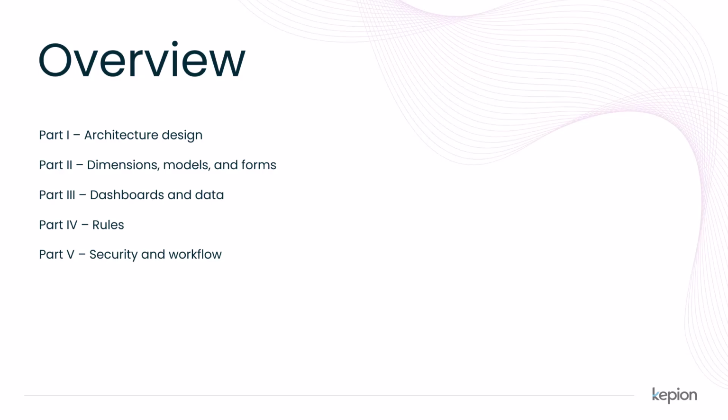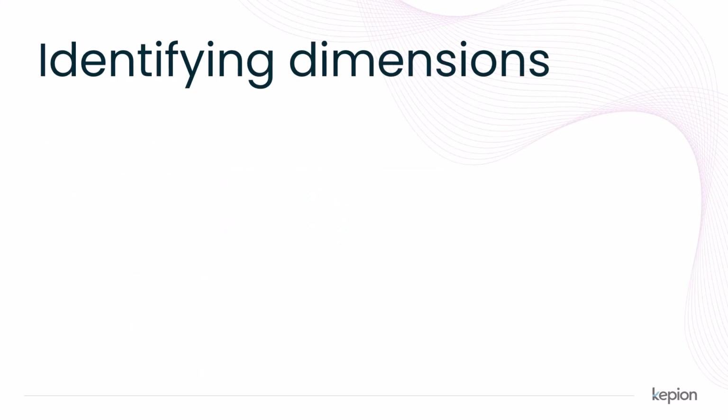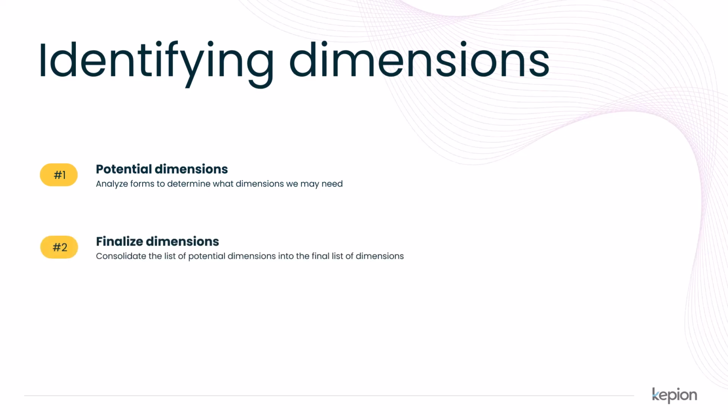In this session we'll learn how to identify the dimensions and hierarchies that drive the forms we defined. Remember that a dimension is just a way to group together related data. We'll do this by analyzing each of our forms and creating a list of potential dimensions. Then we'll decide if we can remove or combine any of the potential dimensions we identify before creating our final list. And lastly, we'll define all the members that will populate these dimensions.